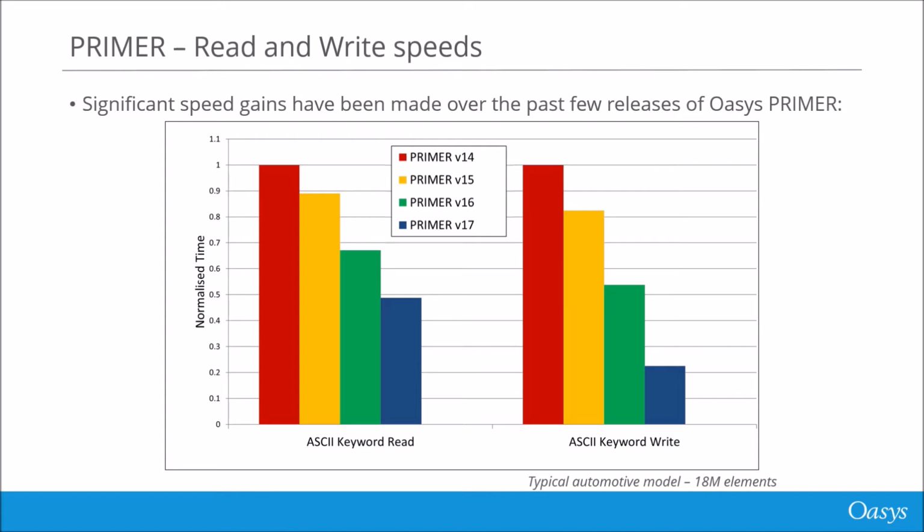But you can also see that we've made significant gains in writing speed as well. Now we're around about 5 times as fast as we were in version 14. I just wanted to highlight the gains that we've made between version 16 and version 17. You should see significant improvement in write speeds in version 17 compared to version 16.